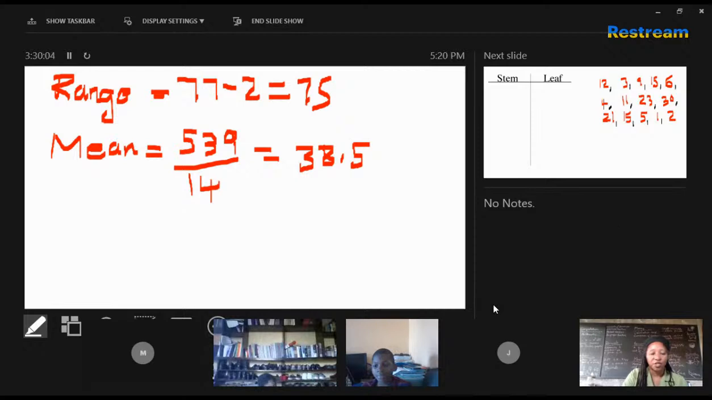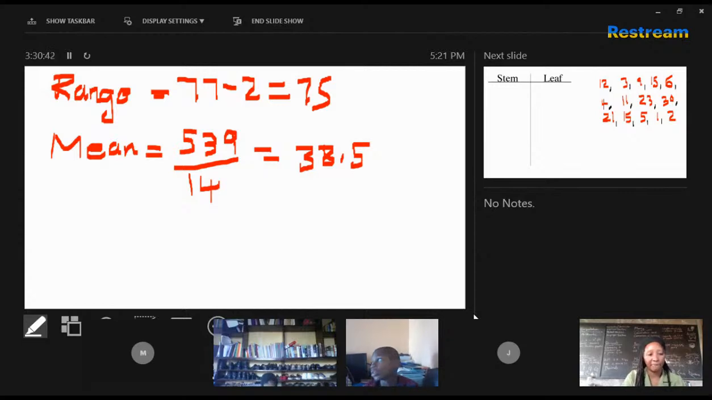All right. So that first batch was where we were given the stem and leaf plots already done, and we were finding four different things: the mode, the mean, the range, and the median. Rodriguez, remind us again the definition for each of those.